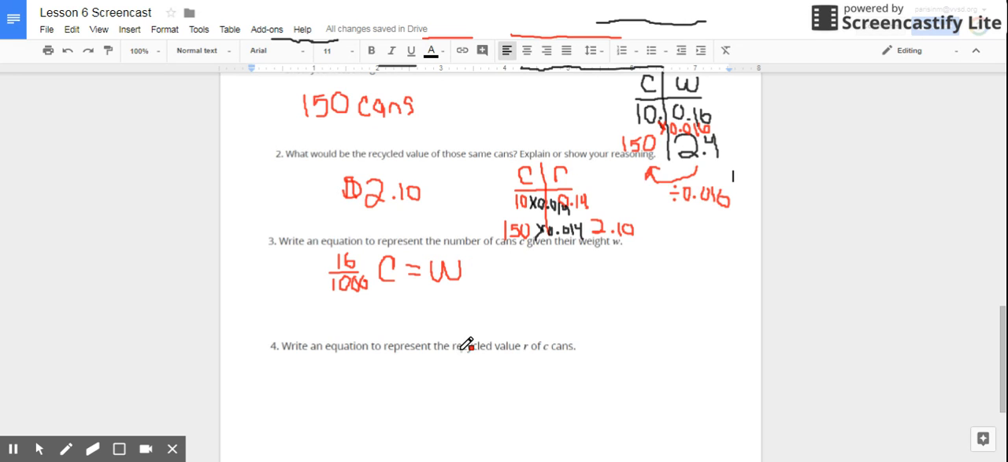Now number 4, we have to write an equation. R is going to be the recycled value of the cans, and C is going to be the number of cans. If I look at my table, my first value is C. What did we do with our C value? We multiplied it by 0.014, or I could say 14 thousandths. So if I say 14 thousandths, I can write it as a fraction. And when I multiply that by my C, I get the value of R.